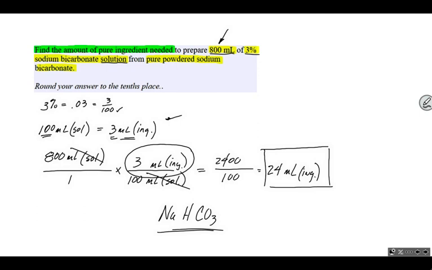So recap of the problem: it requires 24 milliliters of that pure powdered baking soda to prepare an 800 milliliter volume of a 3% solution from the pure powdered baking soda.